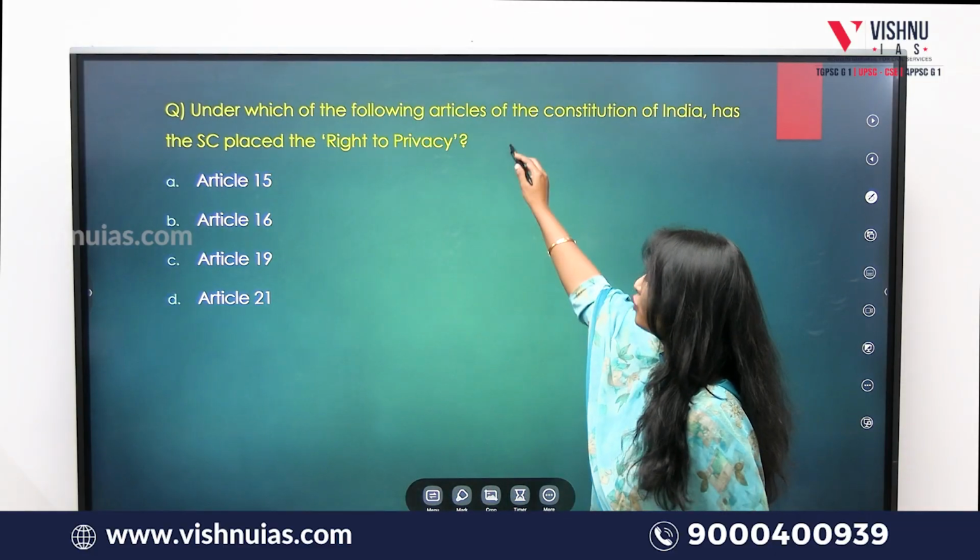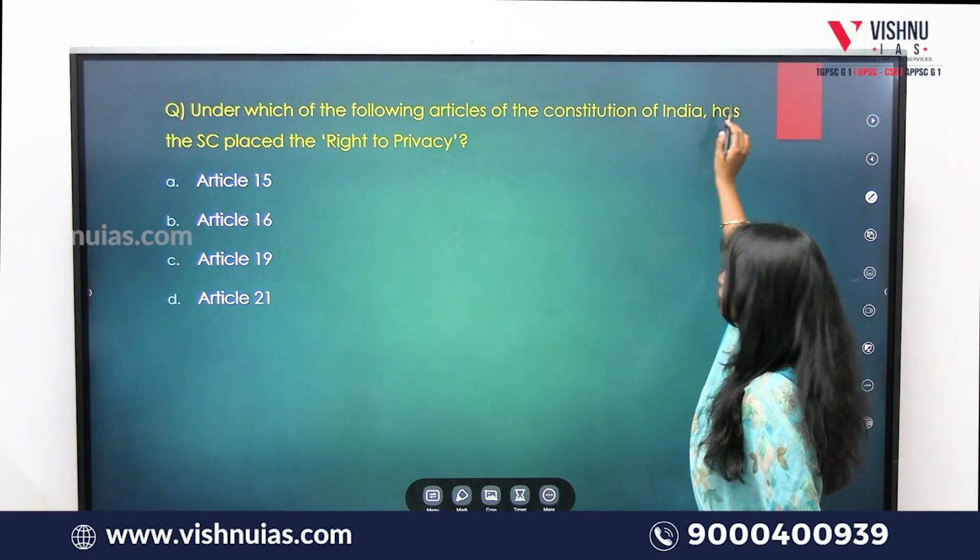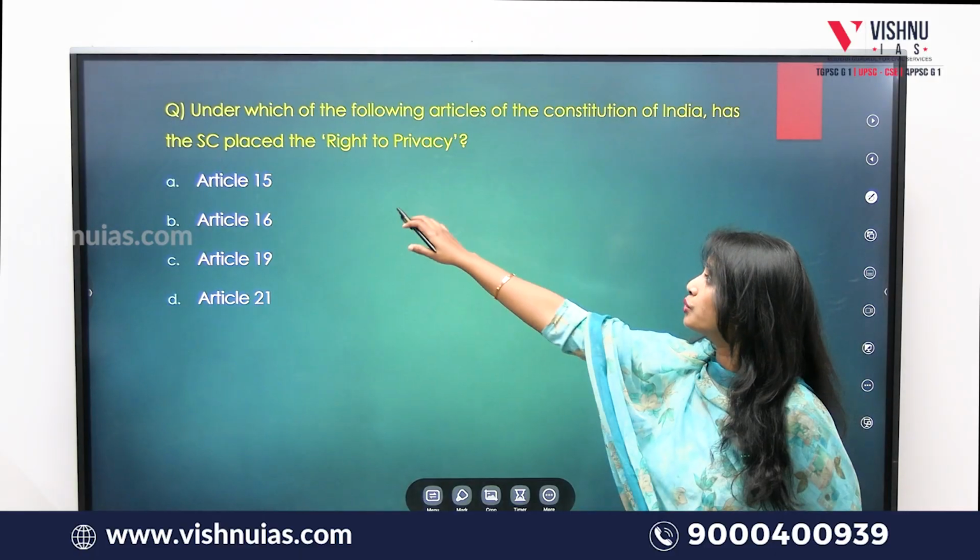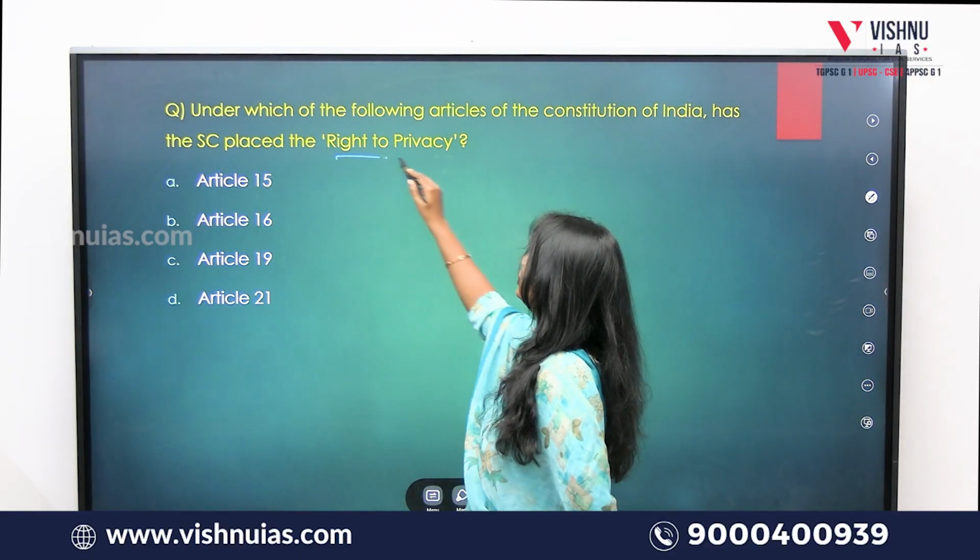Okay. Now, next question. Under which of the following articles of the Constitution of India has the Supreme Court placed right to privacy?